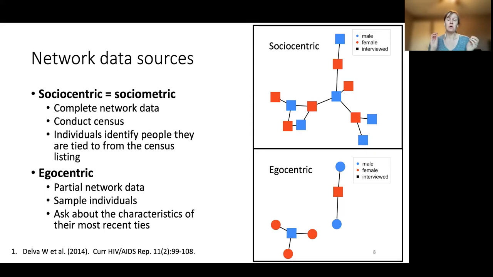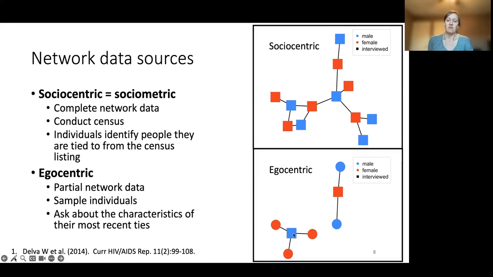But aside from a few really exciting studies that have collected sociocentric data, a lot of the time we don't have that when we're talking about people and their ties within a social or a sexual or a drug use network. The type of data that's much easier to come by is egocentric data, which is partial network data. Basically, you sample individuals and you ask about the characteristics of their most recent ties. So within, for instance, sexual network data, we would ask people about their three most recent partners, four most recent partners, et cetera.